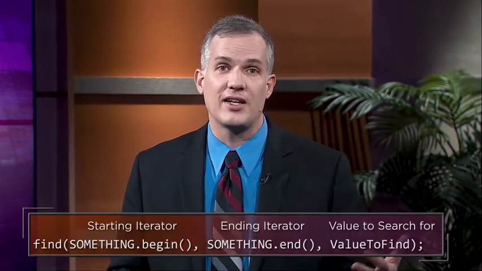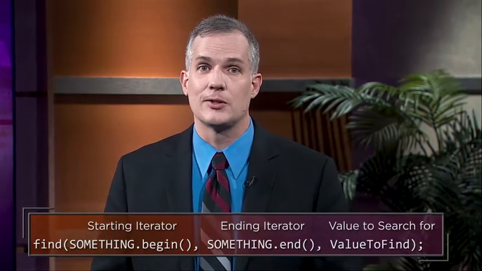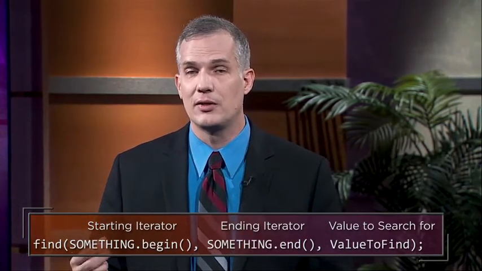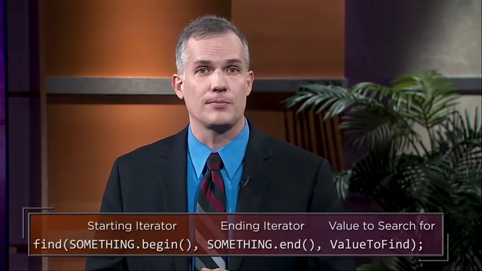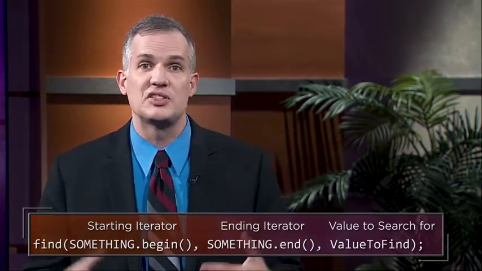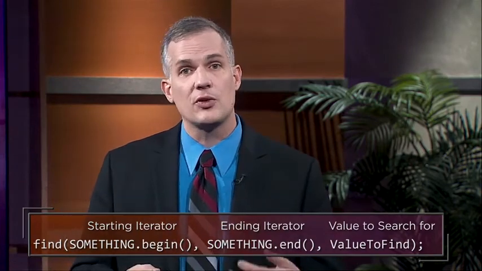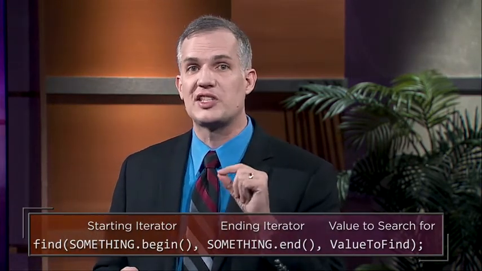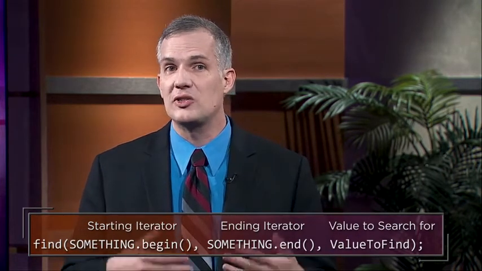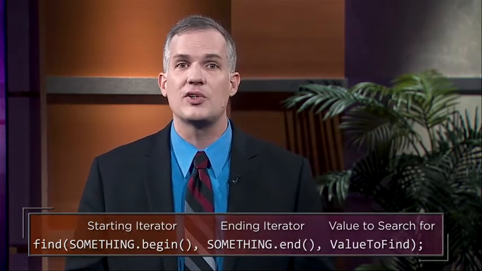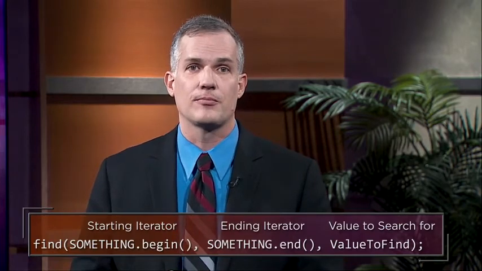One basic function is find. Find takes in three parameters: a starting iterator, an ending iterator, and a value to search for. It returns an iterator, either one pointing to the first occurrence that matches the value being searched for, or if the value is not in the container, then it returns the ending iterator.